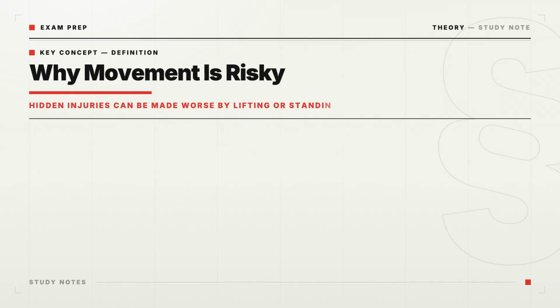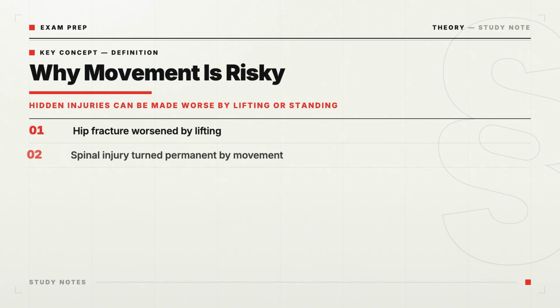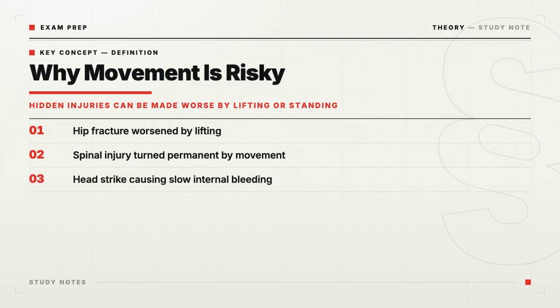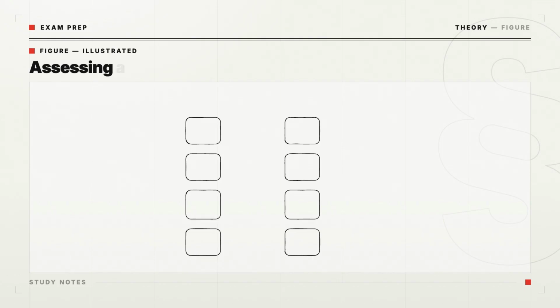A fall can produce injuries that are invisible from across the room and easy to worsen with movement. A hip may be fractured, the spine may be unstable, a head strike may be bleeding slowly inside the skull, and a patient whose blood pressure just dropped can fall again if stood up too soon.